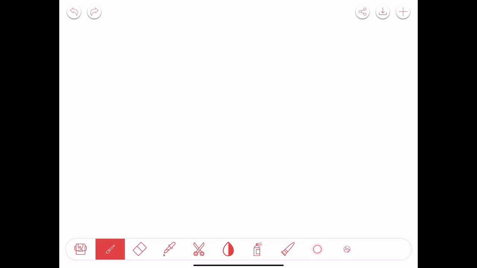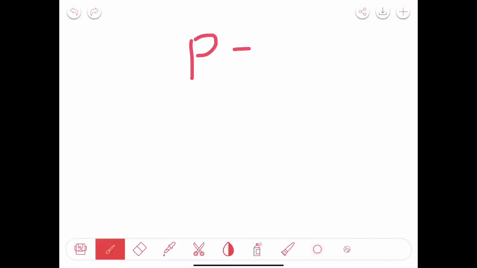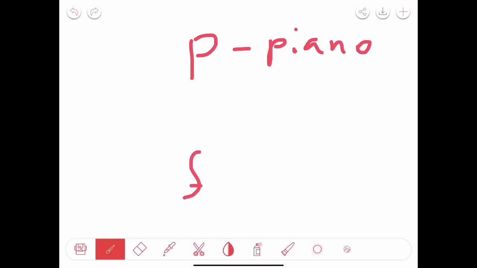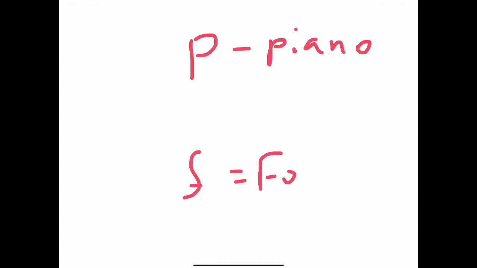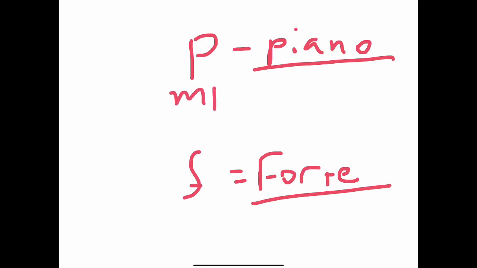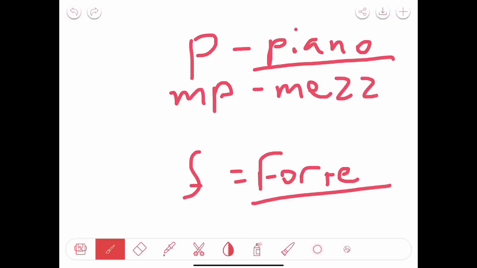Now let's review the dynamics. We have the basic dynamics. Piano. Write it down with me. Piano. And you have forte. Piano means soft. Forte means loud. In between them, you have mezzo piano. Notice the two Z's, mezzo piano. And you have mezzo forte.